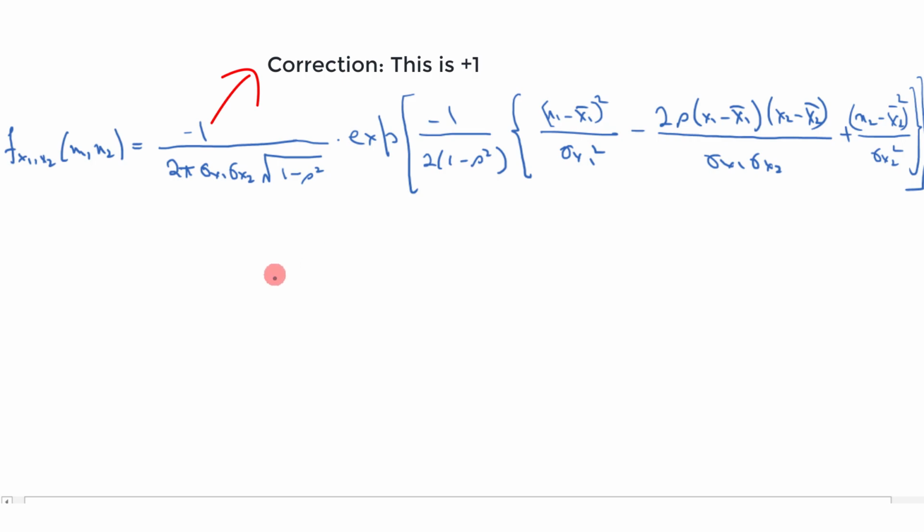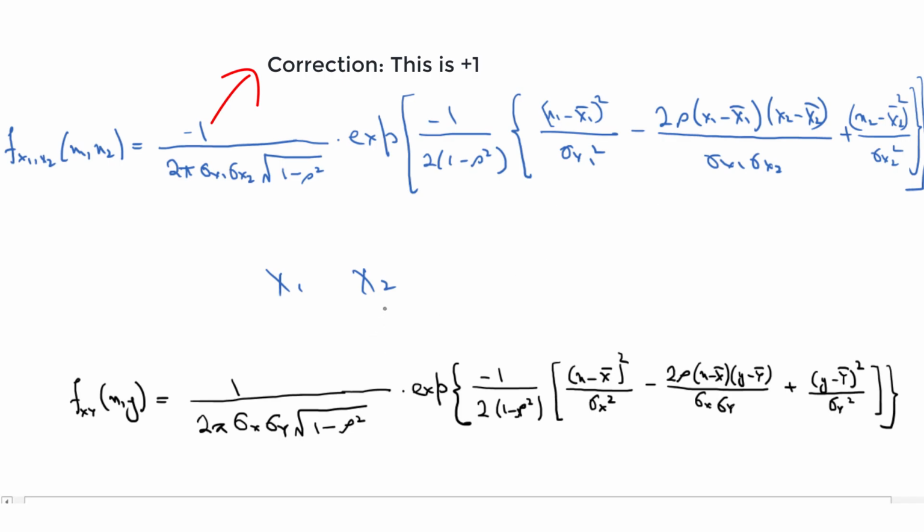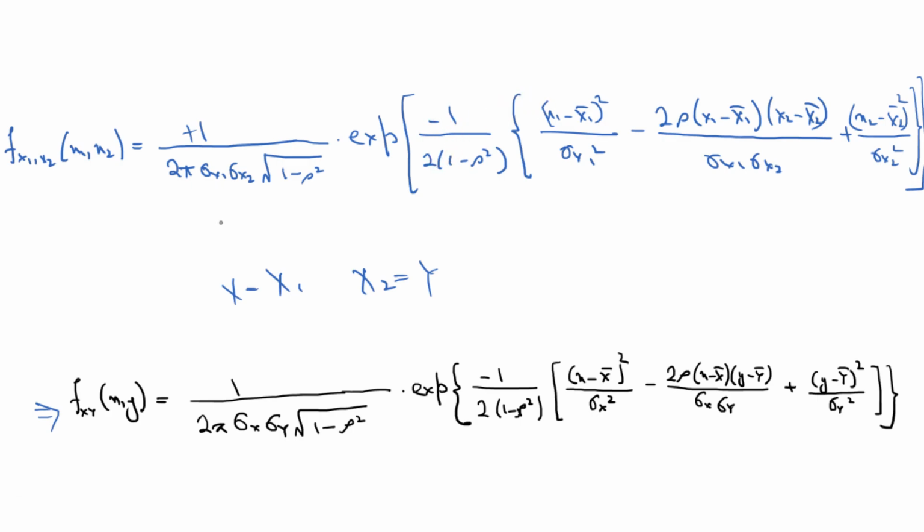So this is the expression of a jointly Gaussian random variable in which we have two random variables x1 and x2. Now if you compare this expression with the expression that we discussed at the start of this video, and replace x1 with x and x2 with y, you will get this expression. They are the same. Please make one correction: this is plus 1 here, we have minus. So this is the end of the topic.